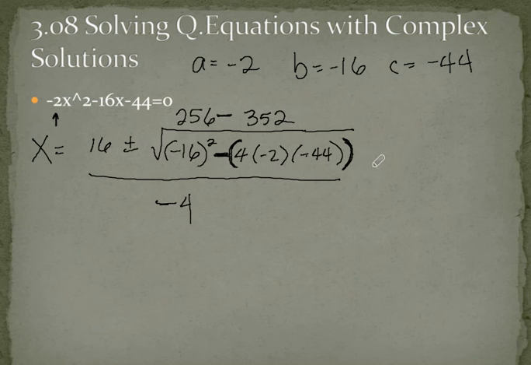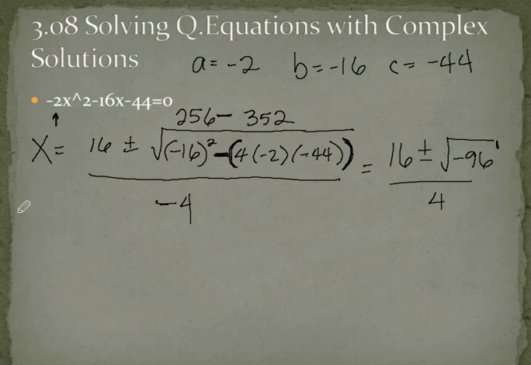So let me see if I can clean this up a little bit. So I've got 16 plus or minus the square root of -96, all divided by 4. It appears to me as though this is going to be a simple thing. Maybe not so simple, but it's going to be simple enough for us to break down this radical to try to find a perfect square in there.